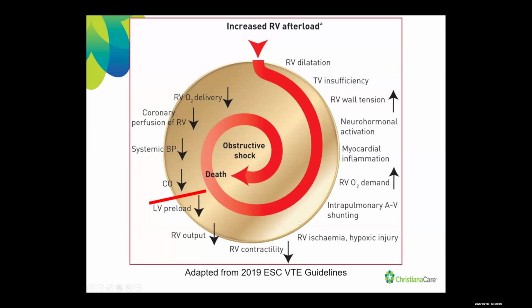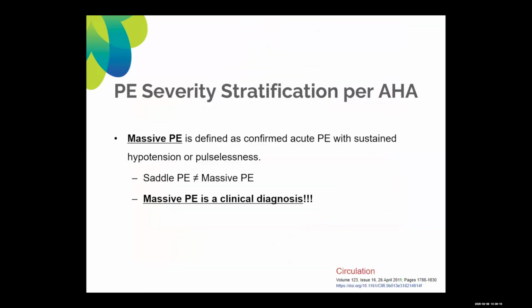Once we see the RV dysfunction, we try to prevent it from getting to the left heart and systemic hypotension, systemic blood pressure reduction. That is called massive PE. When we have sustained hypotension, less than 90 for more than 15 minutes, or pulselessness, or patients on pressors, or found in arrest and had CPR, that's called a massive PE. A saddle PE is not a massive PE.